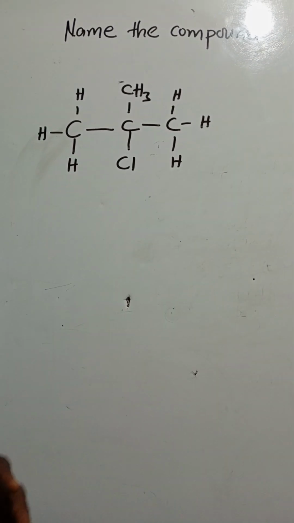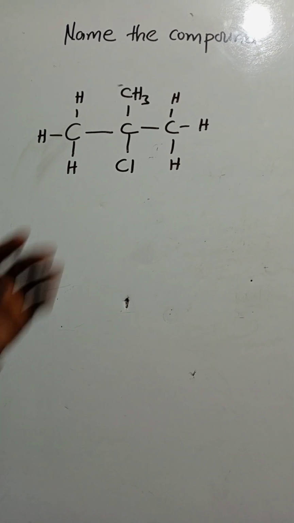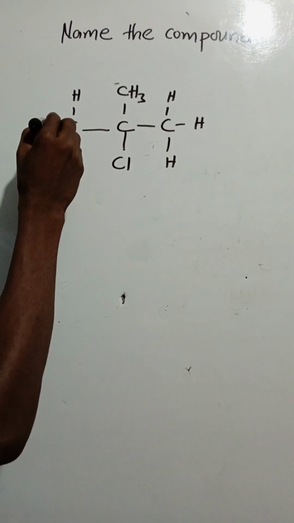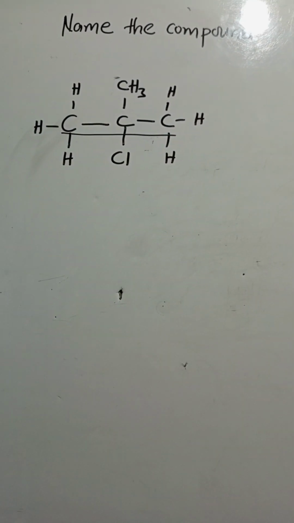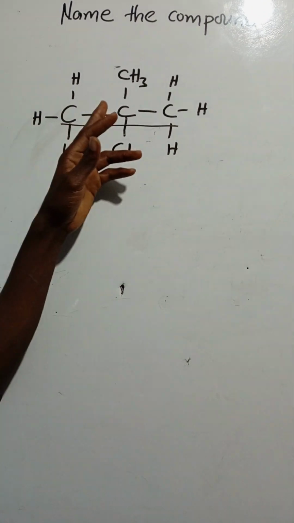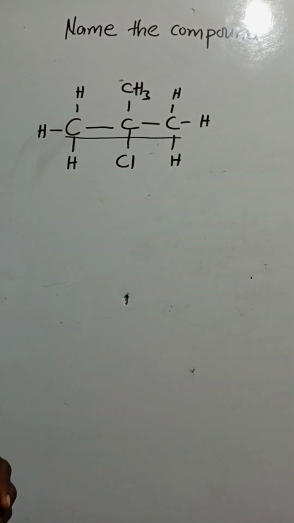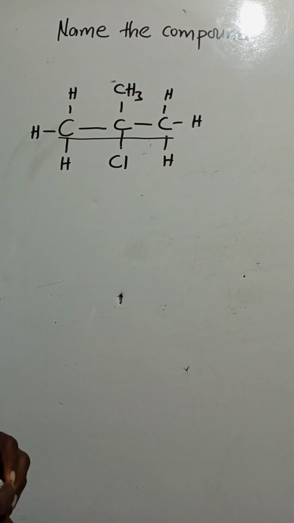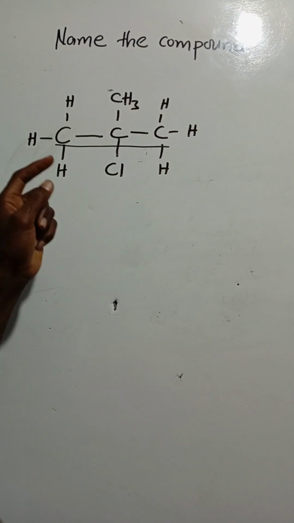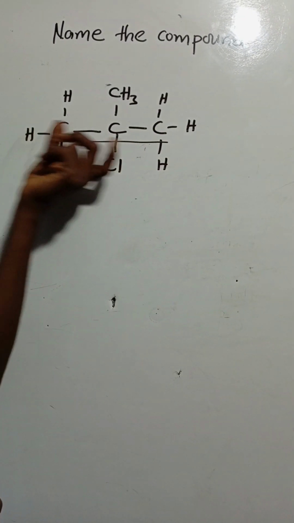So how should we name this compound? Firstly, identify the parent chain. This is the parent chain: 1, 2, 3. It contains 3 carbons. So these 3, according to the prefix, is what? Prop.